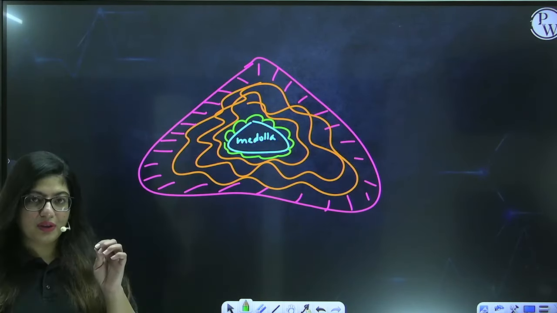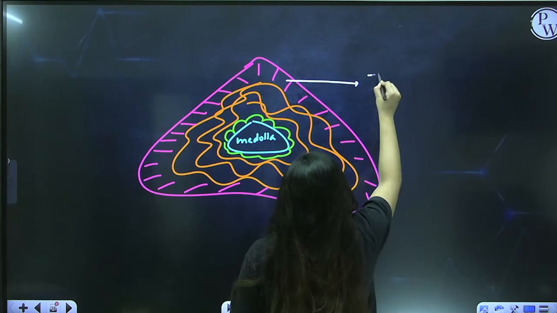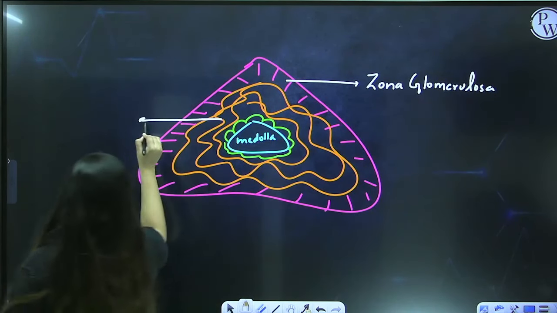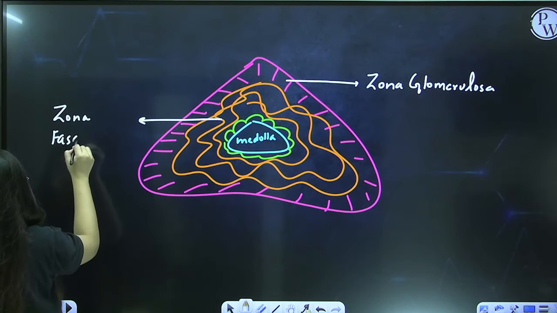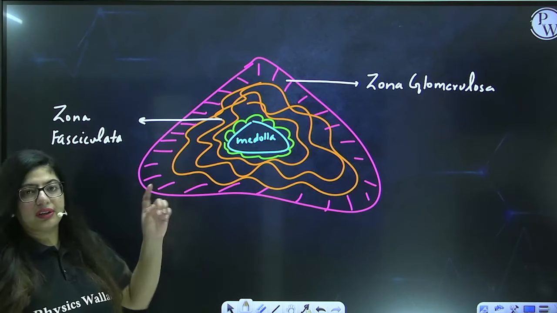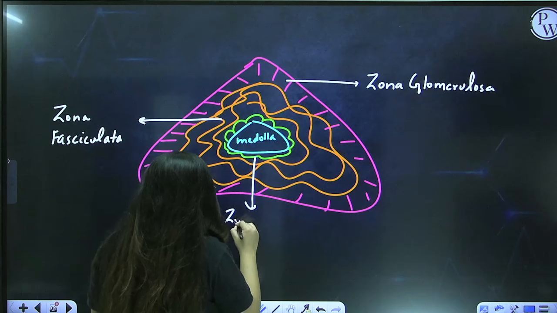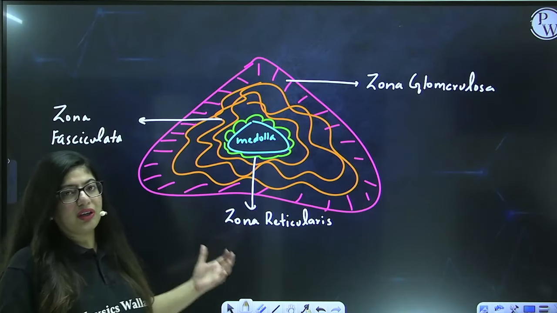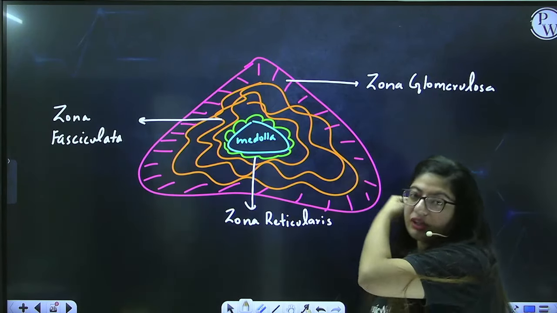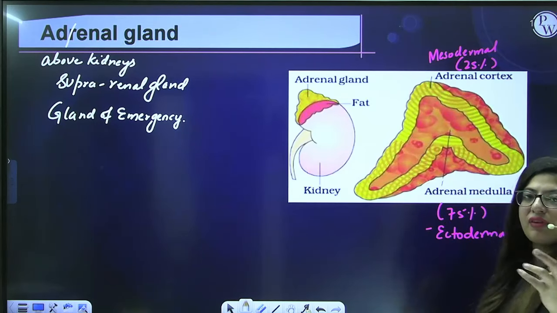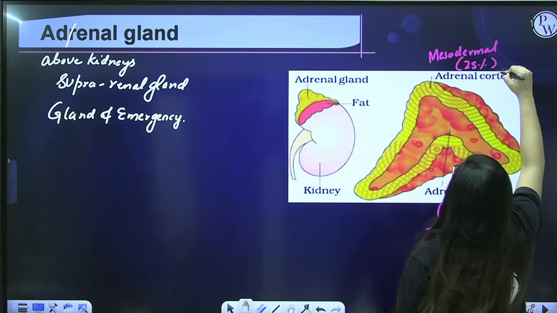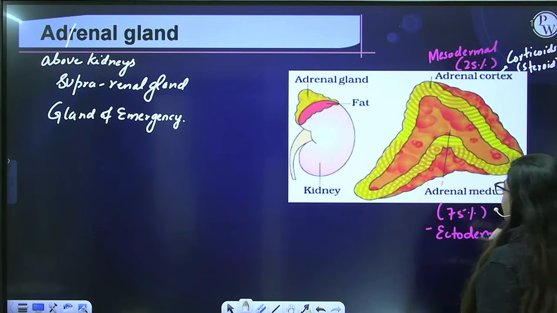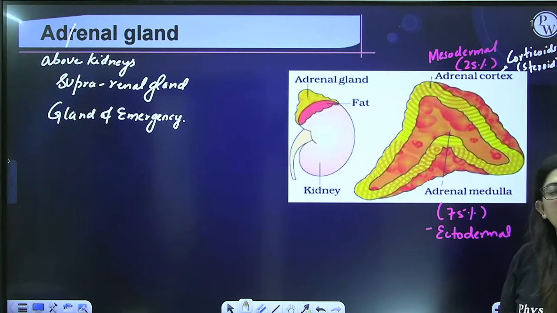So the adrenal cortex is divided into three zones. The outermost one is zona glomerulosa. This one is zona fasciculata. And the innermost, the one I have drawn in green, a very thin portion, this is zona reticularis. All these areas of the adrenal cortex secrete hormones known as corticoids. The hormones of the medulla and cortex are quite different. The hormones of the cortex are known as corticoids, and they are steroid in nature, whereas the hormones of the adrenal medulla are amino acid derivatives.